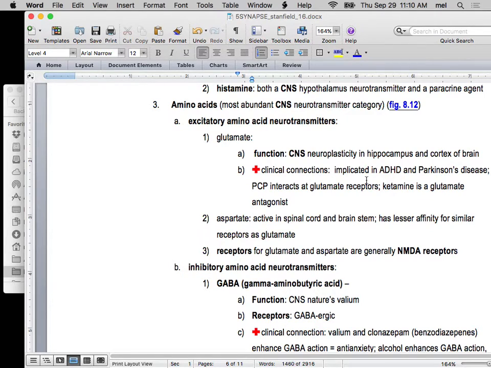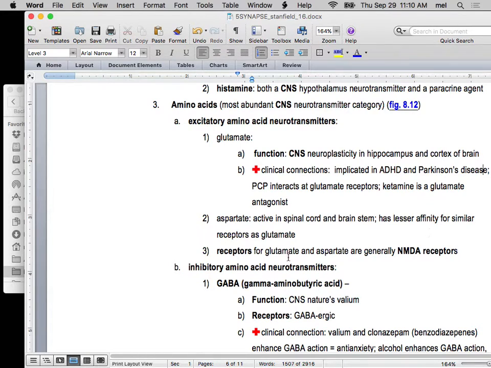So anyway, that's ketamine. And then the other thing is that glutamate is implicated in ADHD. Parkinson's disease, the motor function of it is related to dopamine, but it also has some glutamate functionality as well. Okay, aspartate. That one is active in the brain, spinal cord and brainstem. It's excitatory. It has a lesser affinity for a lot of the same receptors as glutamate, so they interact with sometimes the same receptors.